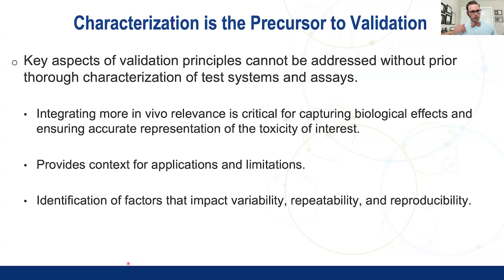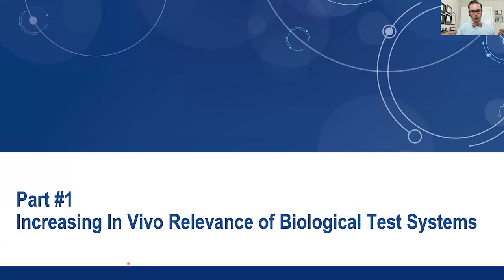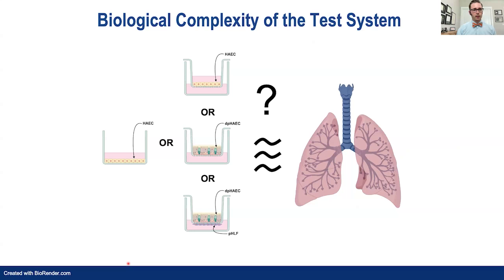So we're going to talk today about integrating some in vivo relevance and how that allows us to capture biological effects and ensure representation of our toxicity of interest, thinking about providing context for applications and limitations of approaches, and then identifying factors that may impact the variability, repeatability, and reproducibility of some of your in vitro assays. So part one, let's talk some biology.